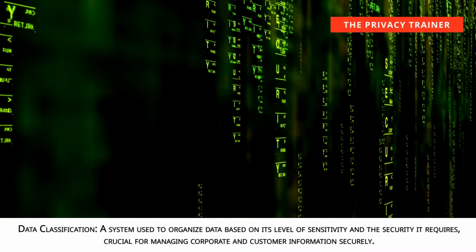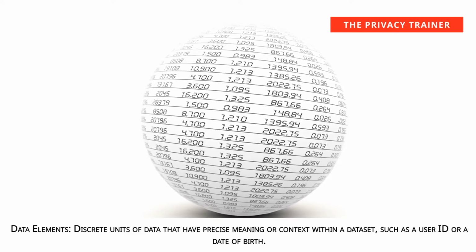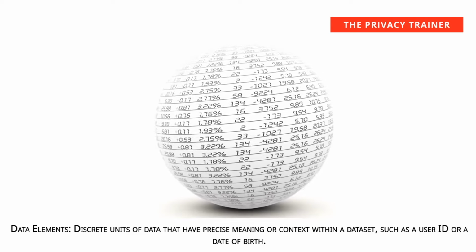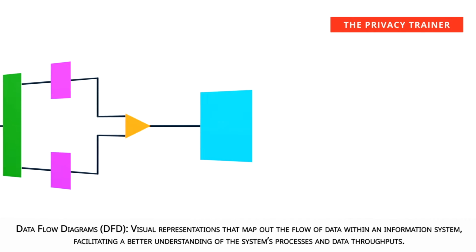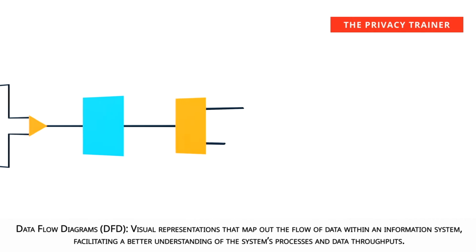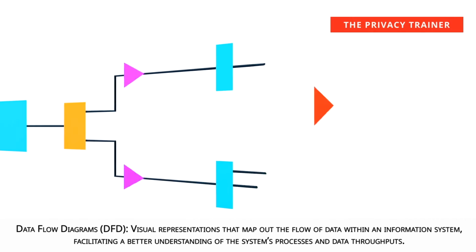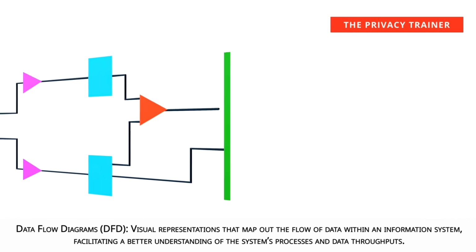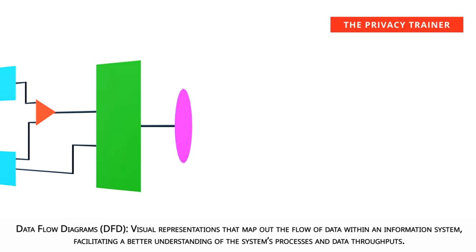Data controller, an entity that determines the purposes and means of processing personal data, whether acting alone or jointly with others. Data elements, discrete units of data that have precise meaning or context within a dataset, such as a user ID or a date of birth. Data flow diagrams, DFD, visual representations that map out the flow of data within an information system, facilitating a better understanding of the system's processes and data throughputs.